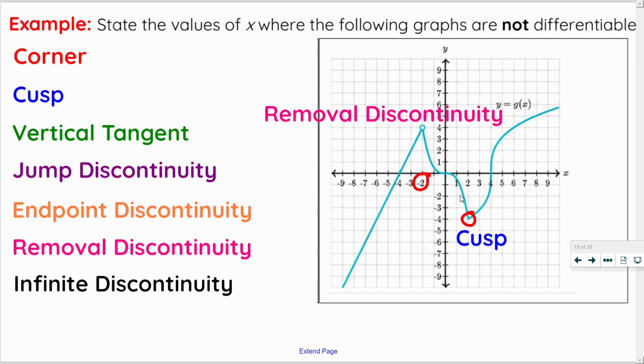And then the last place that I see that it is not differentiable is right here at 4. Now it's continuous at 4, but I can see that it's approaching a vertical tangent, and that's why it is not differentiable. Okay, so those are all of my examples for differentiability.